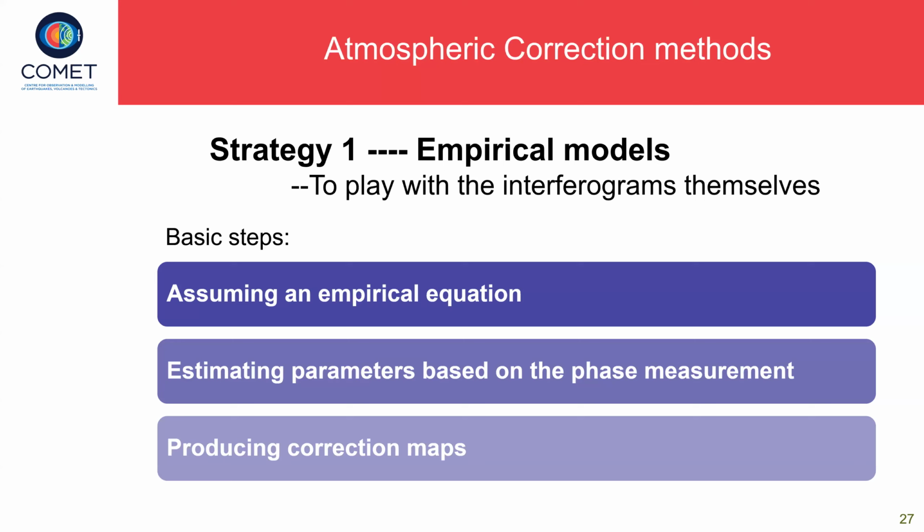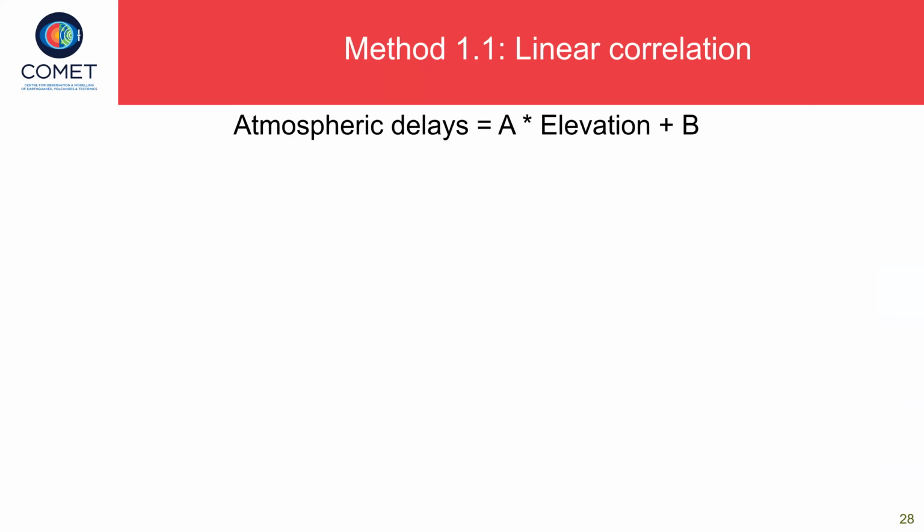The basic steps of this strategy are, firstly, you have to assume an empirical equation. You can use this equation to model the tropospheric error, and then estimate the parameters in this equation based on your own interferograms only. And then you can produce a nice correction map to do the correction. I will show you some popular examples.